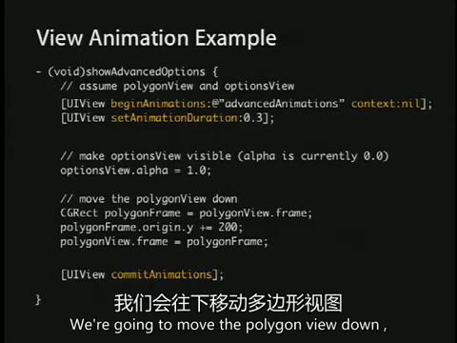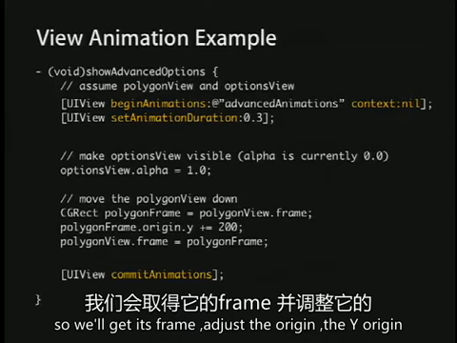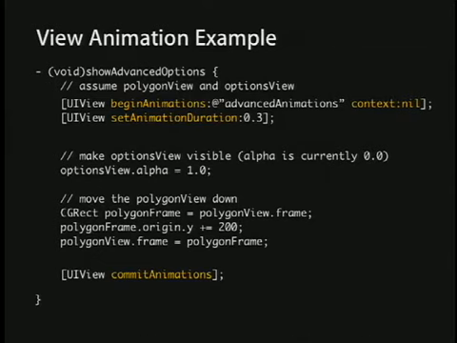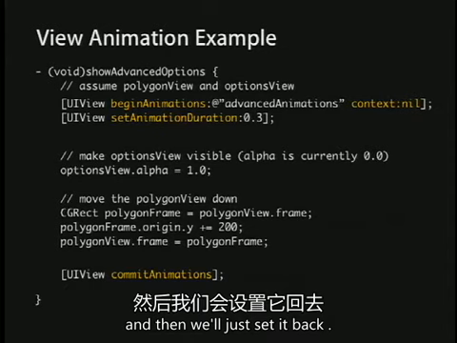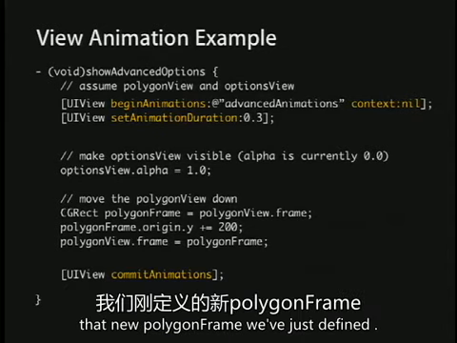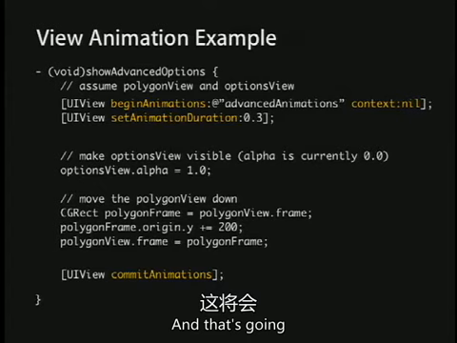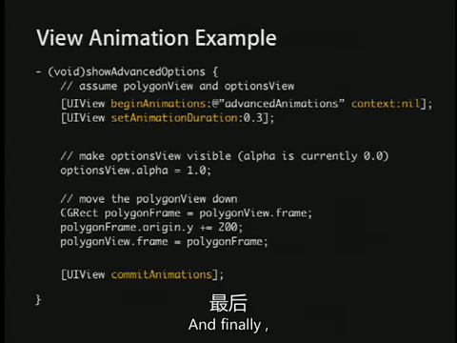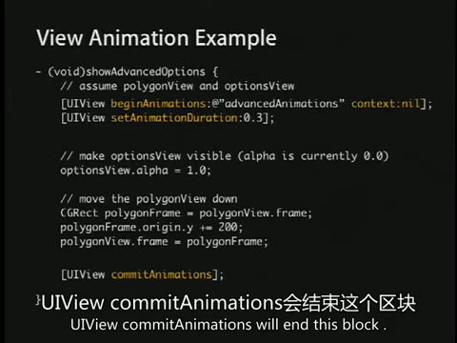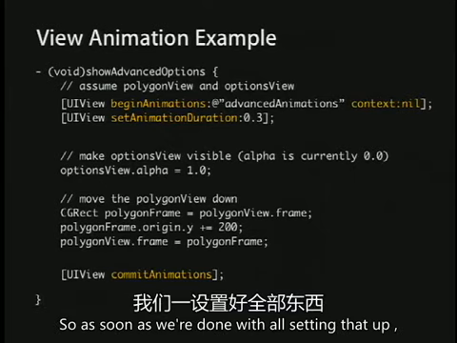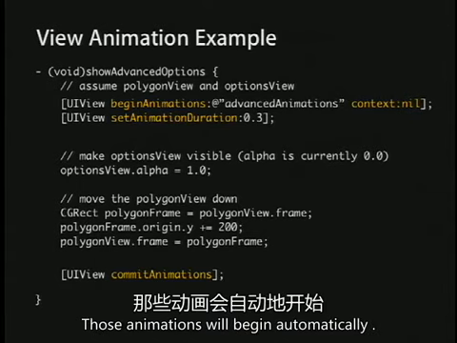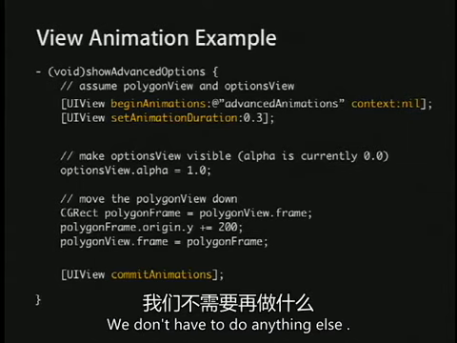We're going to move the polygon view down. So we'll get its frame, adjust the Y origin of the frame by 200 pixels to move it down, and then we'll just set it back. So polygon.view.frame equals that new polygon frame we just defined. And that's going to automatically, implicitly animate that view. And finally, UIWindow commit animations will end this block. So as soon as we're done with all setting that up, we return from the processing of our event. Those animations will begin automatically. We don't have to do anything else.